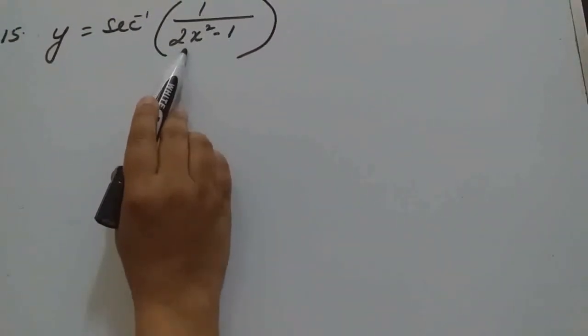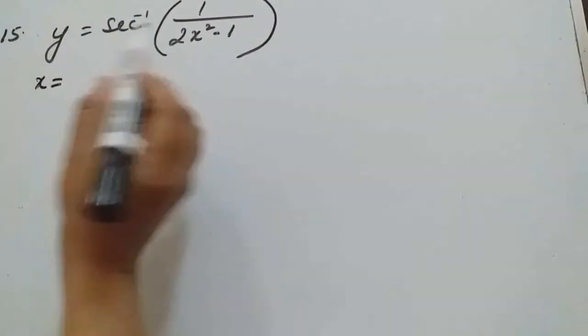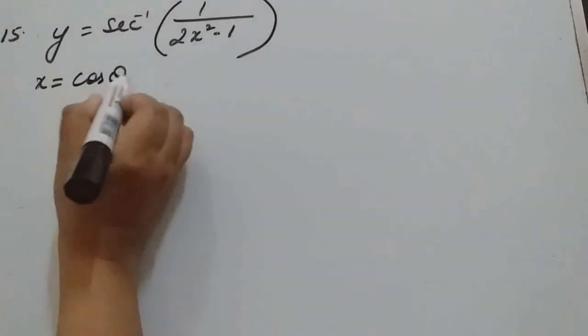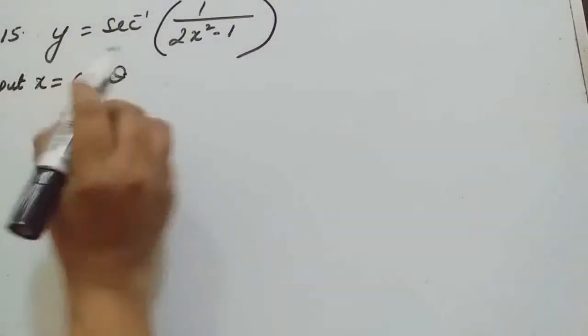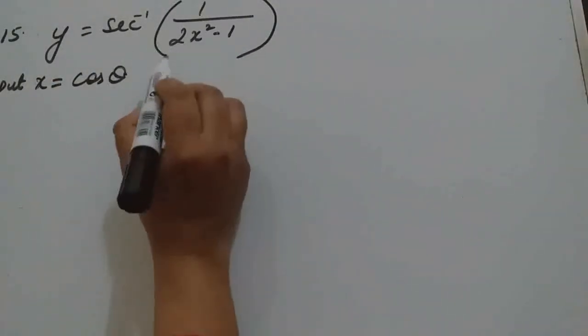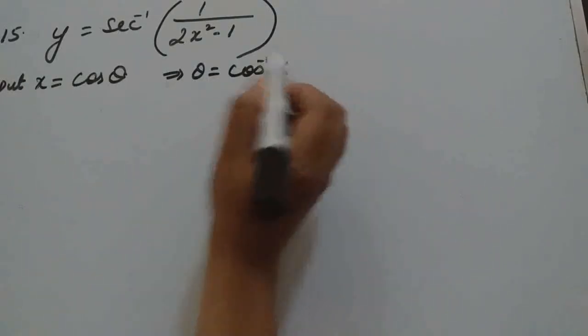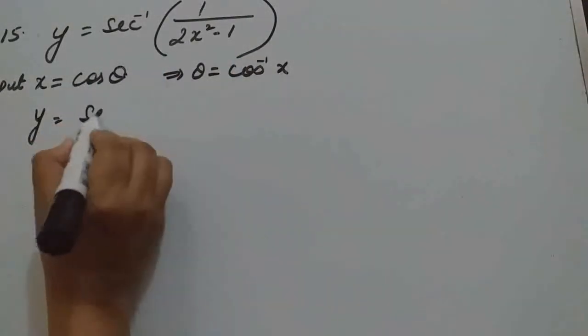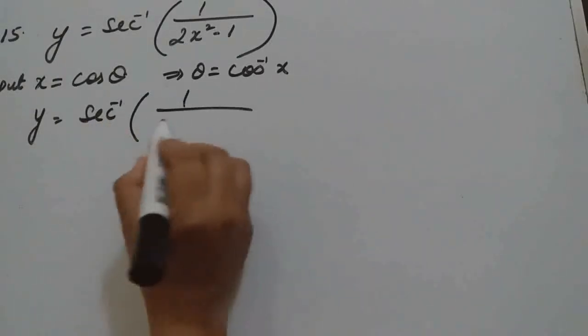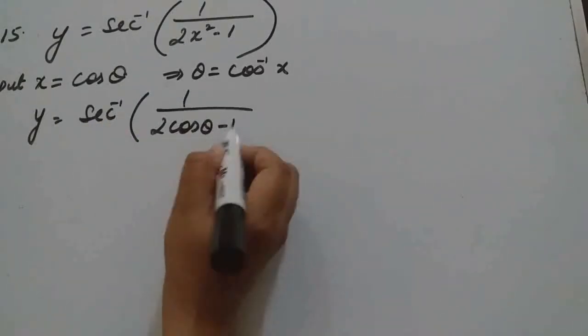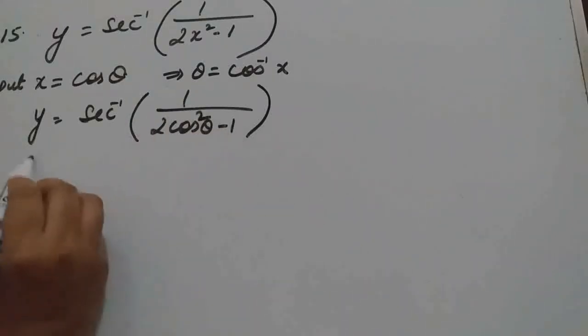Observe the expression in the bracket. For this type of expression, we can put x is equal to cos theta. Okay, put x equal to cos theta. So theta will be cos inverse x. Now y is equal to sec inverse of 1 by (2 cos square theta minus 1). Square theta will come.